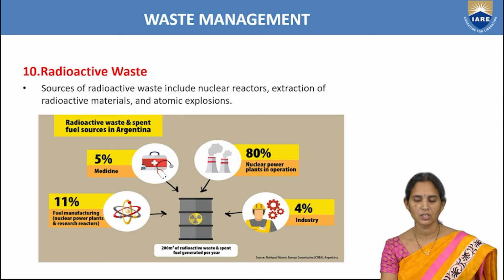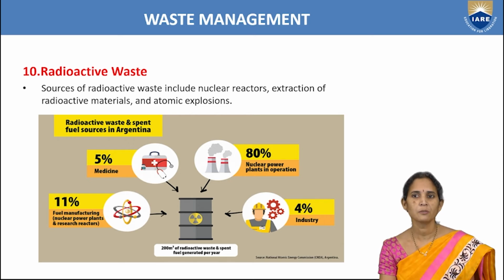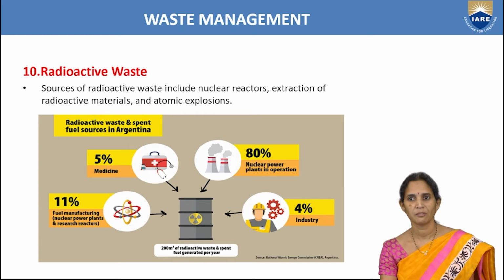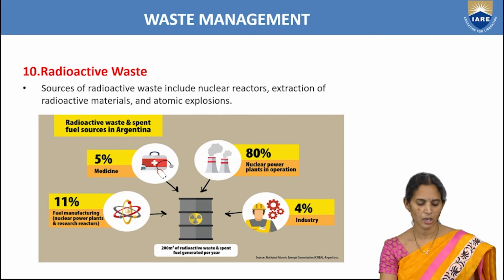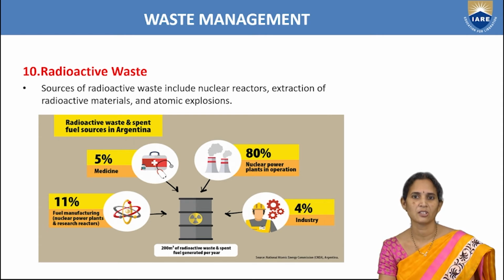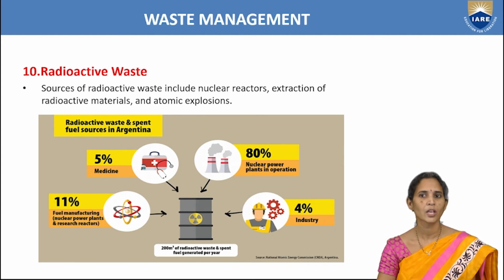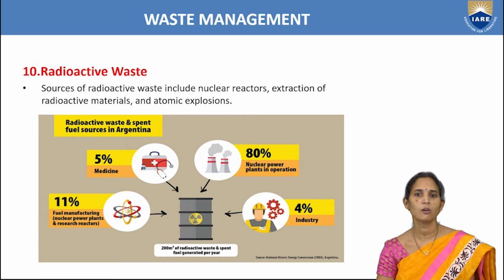In this picture we can see nuclear power plants in operation at 80%. I have given here some chemical containers from where we are getting the waste. From industry we are getting about 4%, and 11% from fuel manufacturing, and medicine 5%. But in radioactive waste, 80% is coming from nuclear power plants in operation.